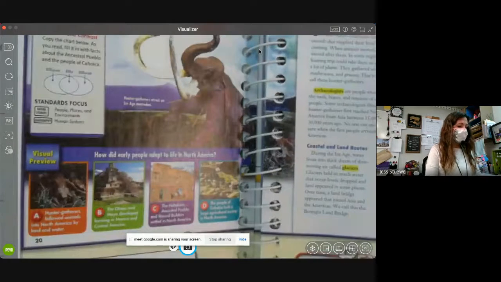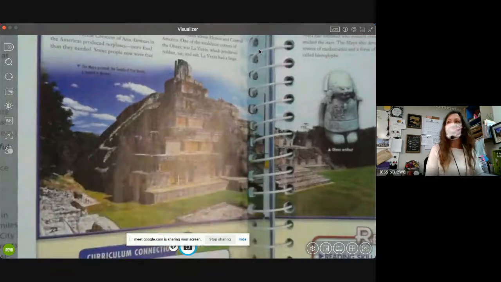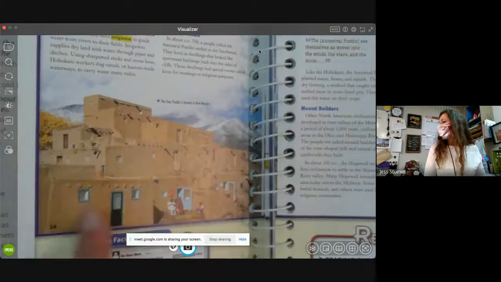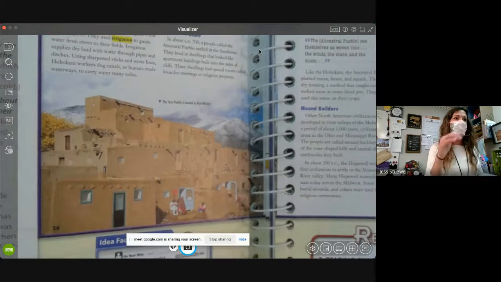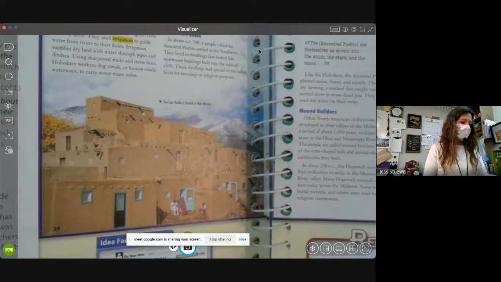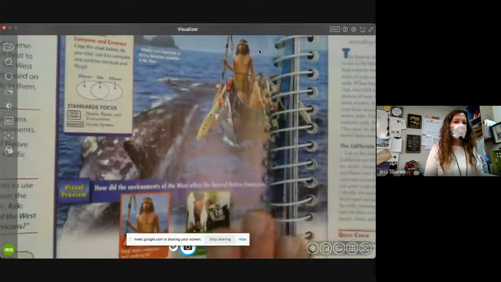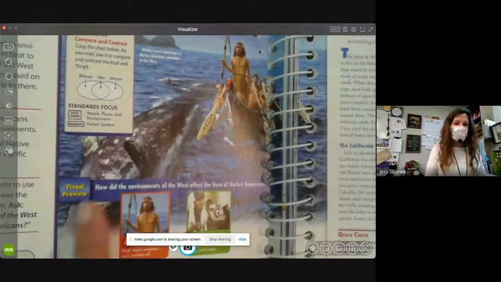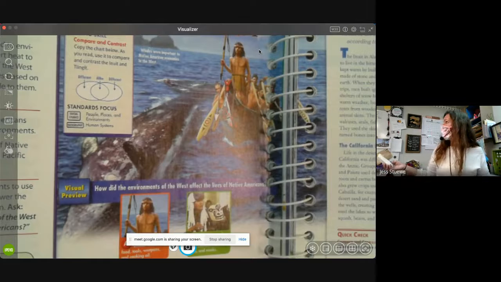I believe we had already talked about the Olmec and the Maya and temples. Yes, we previewed those, right? We talked about the Pueblos and the peoples who were cliff dwellers. They built their houses in the sand or in the soft sandstone. We talked about the mound builders of the Mississippi Valley. And we just were getting into the Pacific Northwest. What was this a picture of right here? So they're going whale fishing. It's a whale. Yeah, they were going whaling.